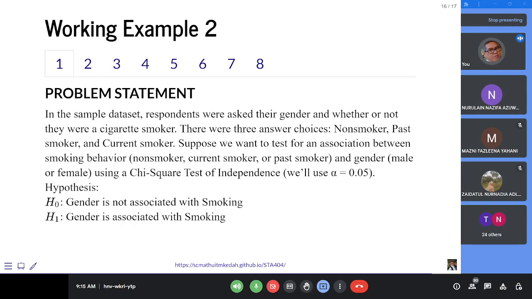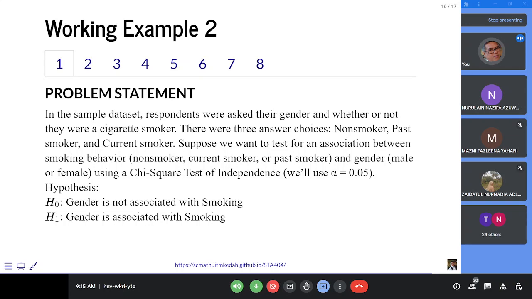Suppose we want to test for an association between smoking behavior, whether it is non-smoker, current smoker, or past smoker, and gender, male or female. So we want to use the chi-square test of independence. We'll use alpha equals 0.05. So in this situation, the hypothesis can be written as gender is not associated with smoking against gender is associated with smoking. Or the other way around, smoking is not associated with gender, smoking is associated with gender. Boleh juga, tak ada masalah.